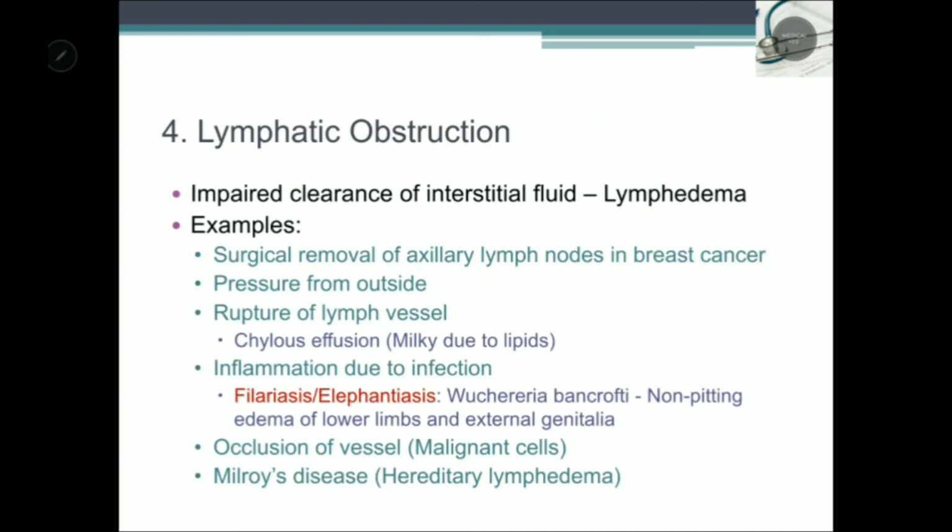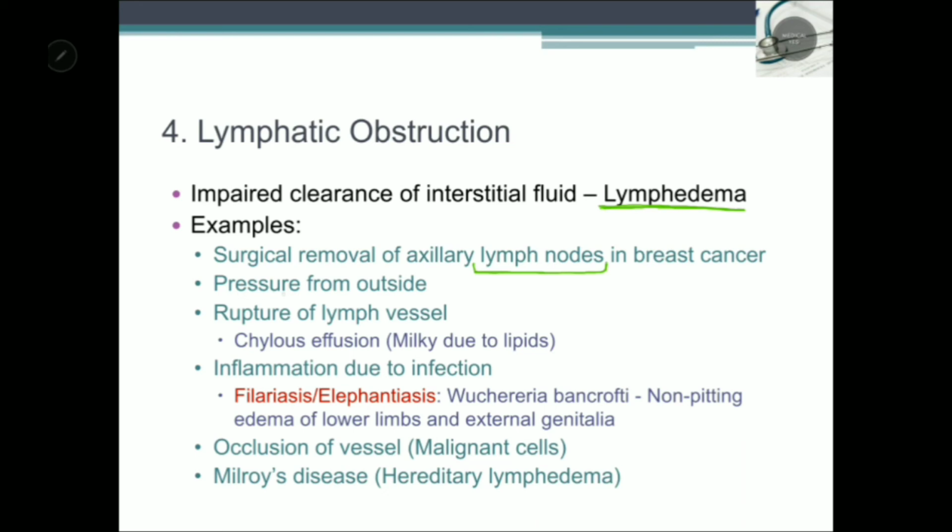Moving on to the next cause of edema, lymphatic obstruction can also cause it. So if there is impaired clearance of the interstitial fluid, it leads to lymphedema, that is edema due to impaired function of the lymphatics. Examples of this can be the surgical removal of axillary lymph nodes in breast cancer. So if the lymph nodes get involved in breast cancer, we have to surgically remove them, and this can cause edema.